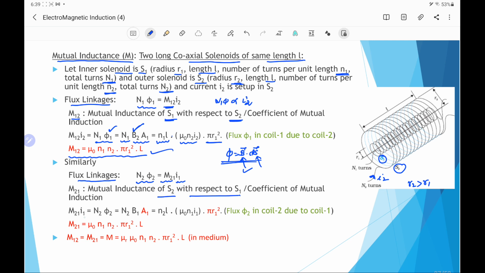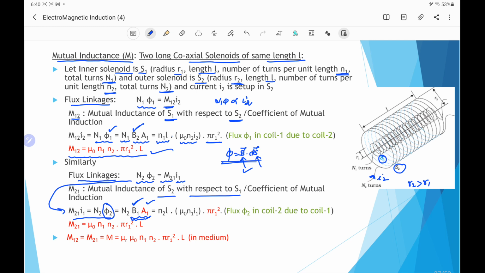Here, from this expression we can write M21 equal to N2 phi 2, and this phi 2 can be written as B1A1 because this phi 2 is the flux linked with the outer coil, and this flux is due to the current in S1, that is the inner coil or inner solenoid. So the field due to the inner solenoid will be B1, and this field is here. It is important to note that this field B1 is confined inside the inner solenoid. So we have to multiply by the area of the inner solenoid to calculate the flux linked with the outer coil.